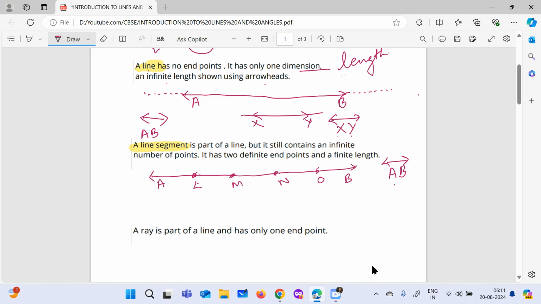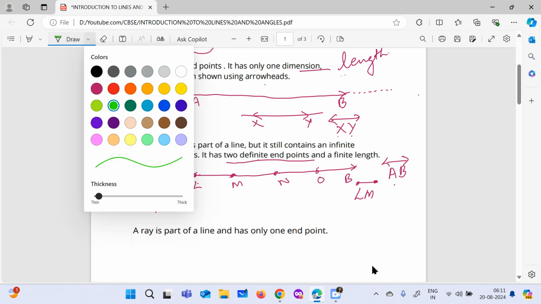So how do we represent a line segment? AB is my line, and now you see LM. The LM line segment is shown like this. MN is shown like this. Why do we show it like this with two endpoints? Because a line segment has two definite endpoints, and a line segment will always have a finite length, meaning a line segment will have a fixed length.